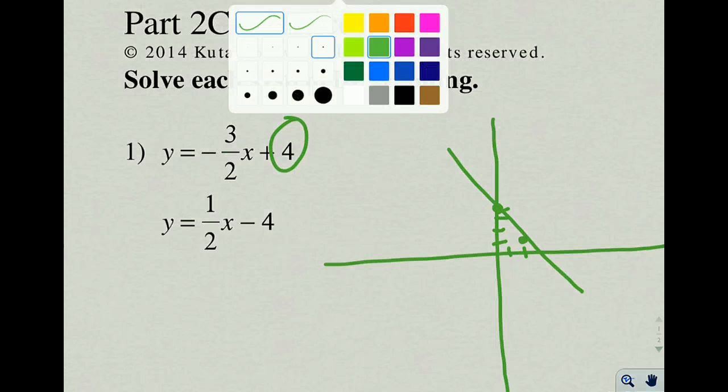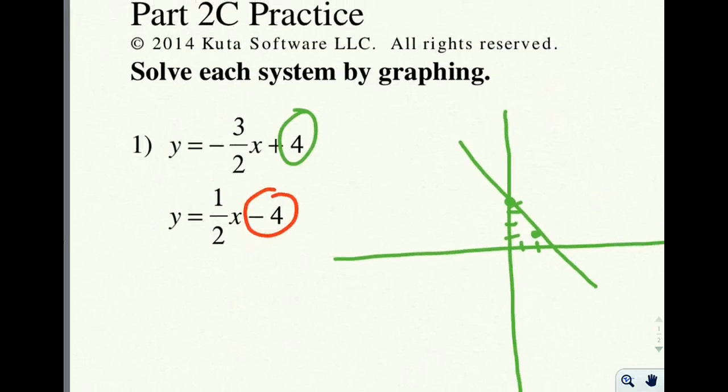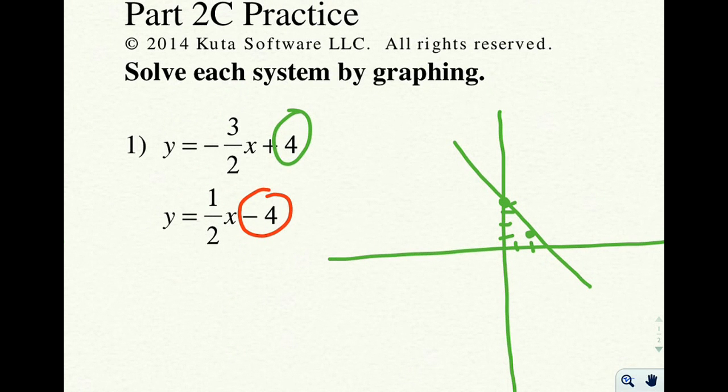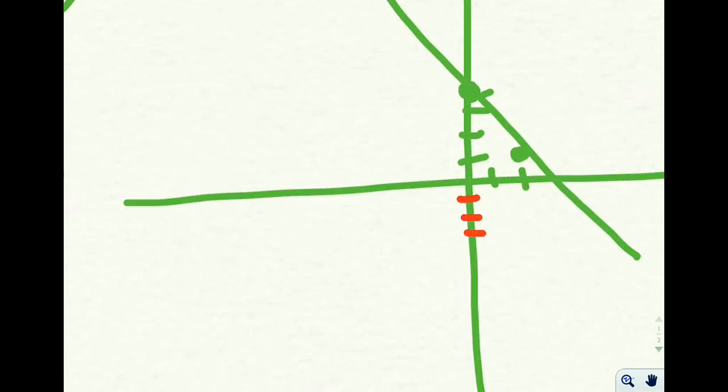My other line, let's go ahead and switch colors. We have a y-intercept of negative 4, but this time we have a positive slope, so it's going to go up. So it's going to be a graph something like that. A 1/2 slope is actually pretty gradual, so it might be something closer to this. So let's go ahead and graph that. And we have a 1/2 slope, so that means we go up 1 and over 2. Up 1 and over 2. So we have a graph that's going something like this.